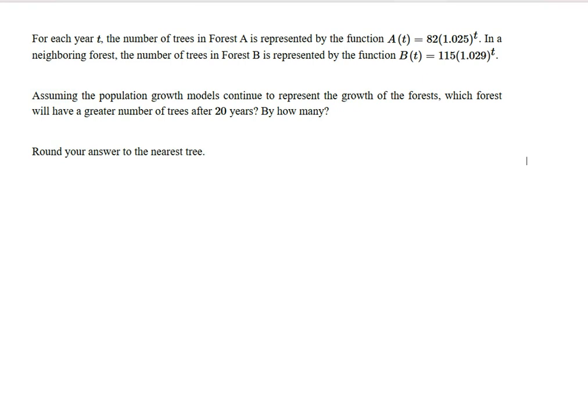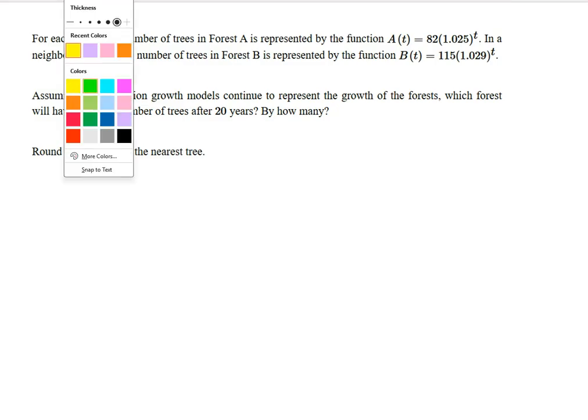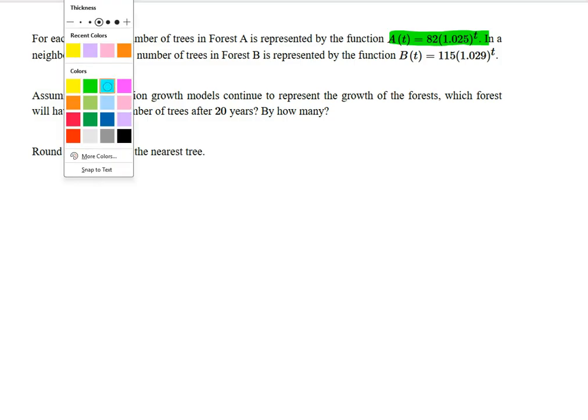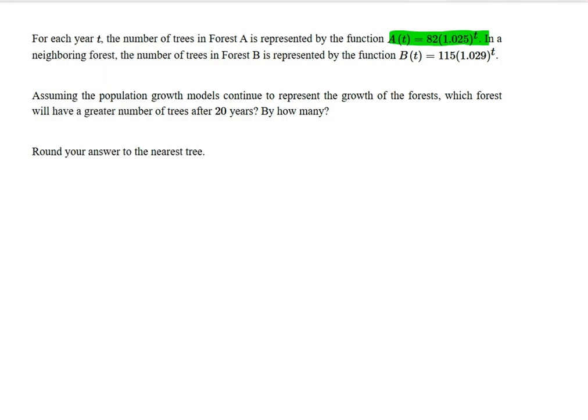For each year, the number of trees in Forest A is represented by the function A of t equals 82 times 1.025 raised to the t power, and in a neighboring forest, the number of trees in Forest B is represented by this function. Assuming that the growth models continue to represent the growth of the forest, which forest will have a greater number of trees after 20 years?